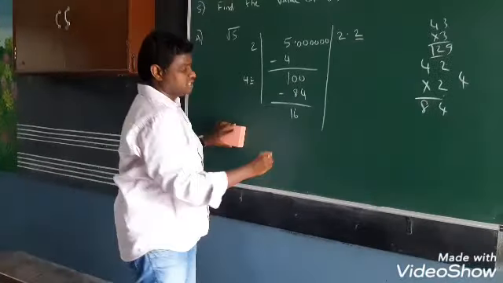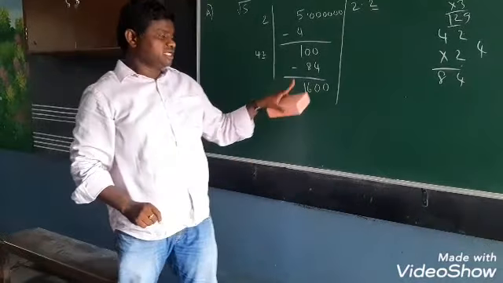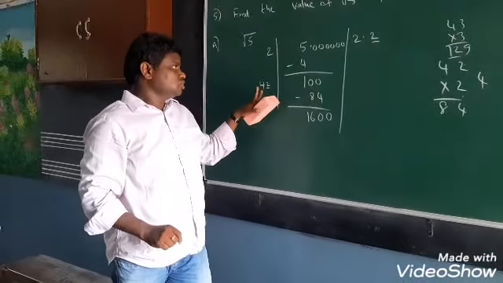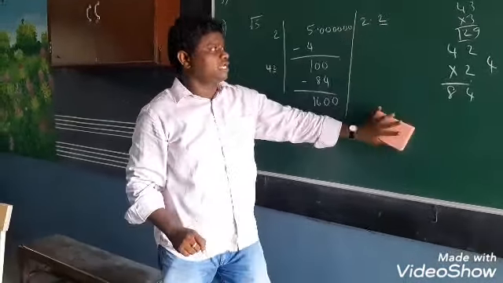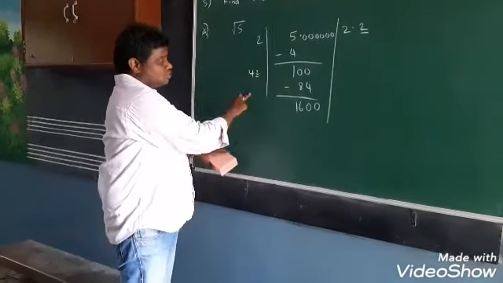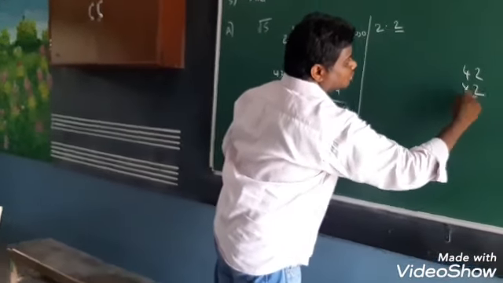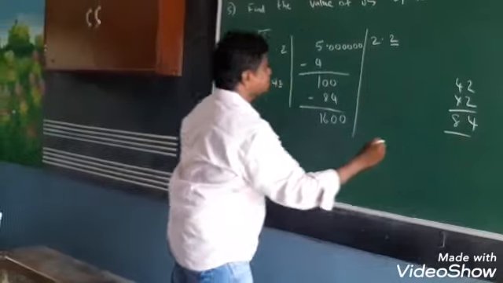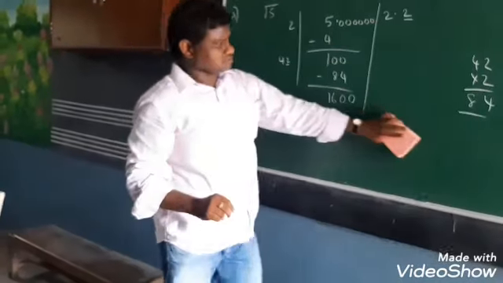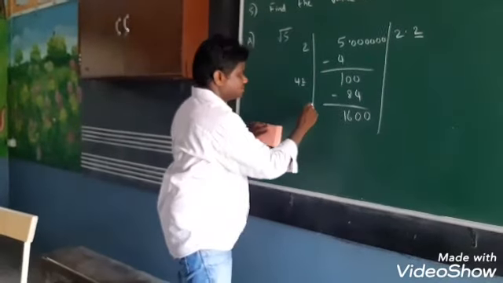Already the decimal point is there, that's why you have to bring 2 zeros again. Children, see carefully that one. So 42 into 2, 84. After that, you have to double this one again. So 42 doubled, 2 twos are 4, that is 84 you will get.